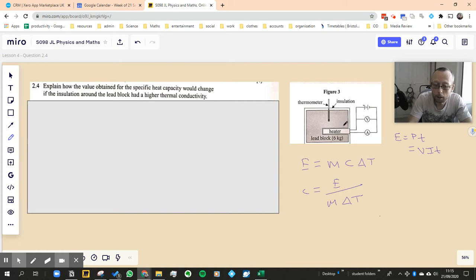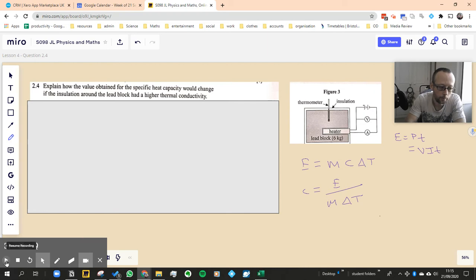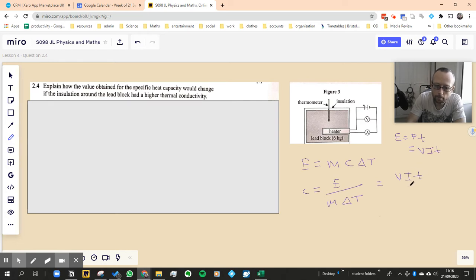Now, that is making the presumption that no energy is lost, because clearly if we put all this energy in and loads of it went out, then the change in temperature is not going to be as great. So we have to insulate the block so that we can make a fairly good approximation that a negligible amount of energy is lost. That is a big assumption. So in the earlier part of the question, it would have been voltage times current times time divided by the mass times the change in temperature.